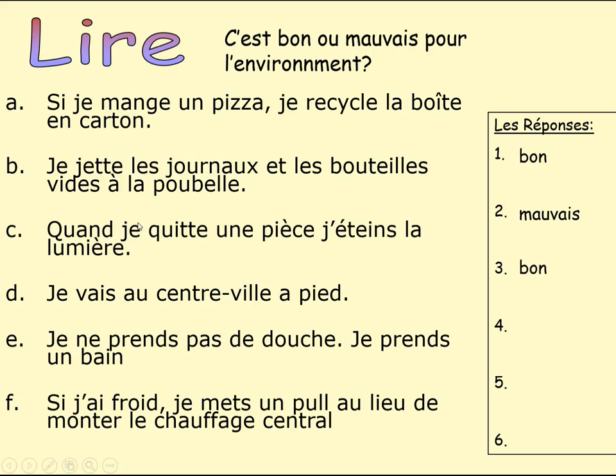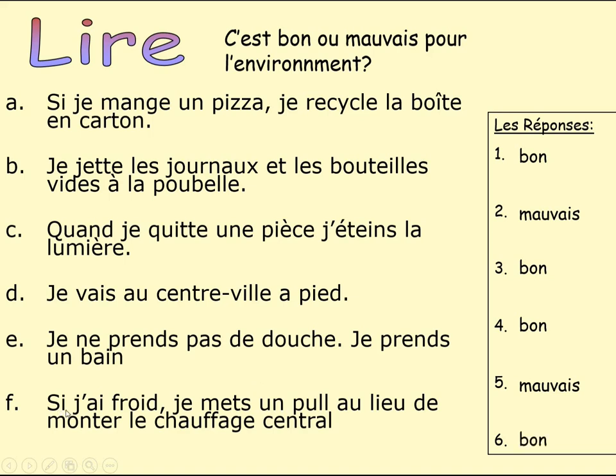Number 3 is good, because when I quit, looks like, when I leave a room, I turn off the light. So we had pièce in our last activity. Bon, for the next one as well, I go. So this is an irregular verb. Remember, we don't say j'aller when we're turning aller into the present tense. It's completely irregular. I go to the town centre on foot. There's an accent being chopped off there. I don't take a shower, sorry. I take a bath. That's bad because it uses more water. Although I suppose it depends how long you shower for.